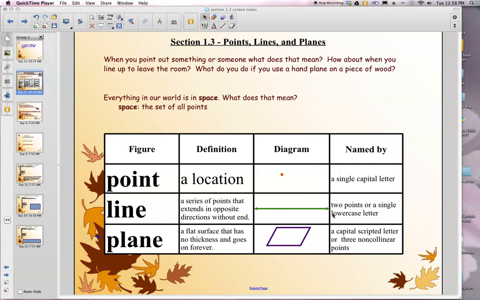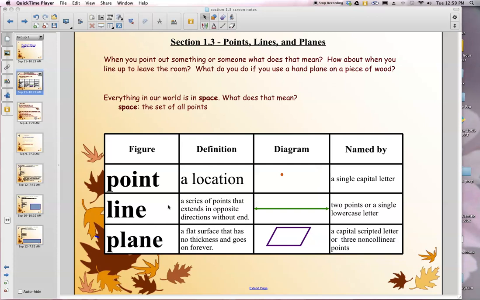Lines. We talk about lines all the time, but the official definition of a line is a series of points. It's a group of points that come together and they go in opposite directions without end. That's what those little arrows mean. It means that it goes on forever. So a line is just a series of points. And a plane, in terms of our purposes, is a flat surface. It has no thickness, but it does go on forever.